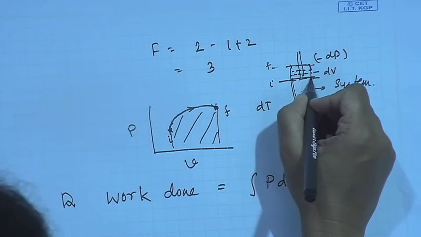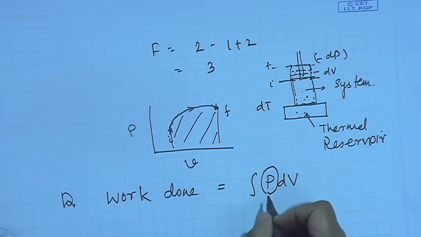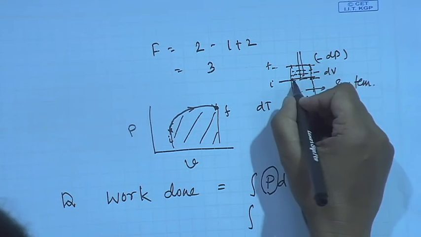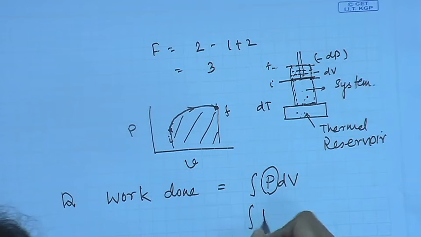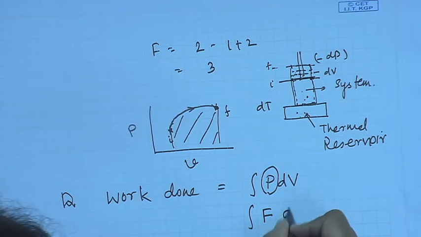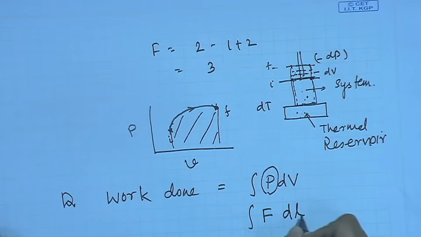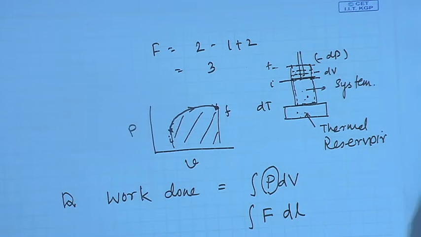For example, in this piston cylinder arrangement, instead of assuming this to be the driving force, we could have assumed the product of the pressure and the piston area, which is F, as the driving force, and the displacement of the piston as the displacement. It hardly matters how we divide the energy into a thermodynamic driving force and a thermodynamic displacement. It is important to remember that no matter how we divide it, when we multiply the two, it should have a unit of energy.